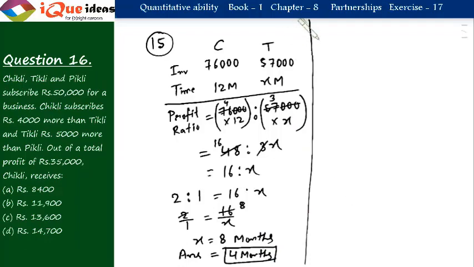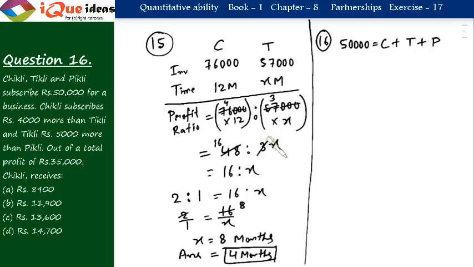Now let's take question number 16. It says Chickly, Tickly, Pickly subscribe rupees 50,000 for a business. Chickly subscribes rupees 4,000 more than Tickly. Tickly rupees 5,000 more than Pickly. Out of a total profit of 35,000, Chickly receives. Alright, so first we find the investments. Let's say total 50,000 is equal to the investments of Chickly C plus Tickly T plus Pickly P.